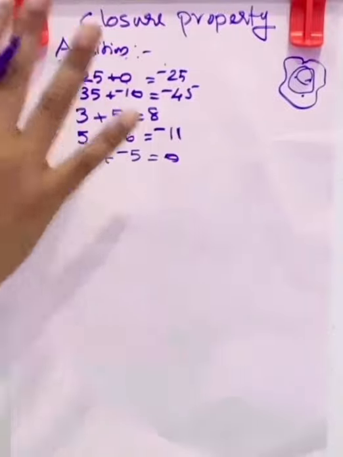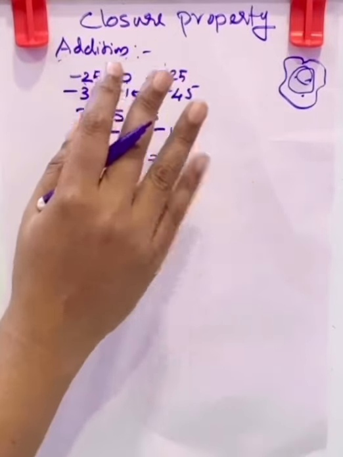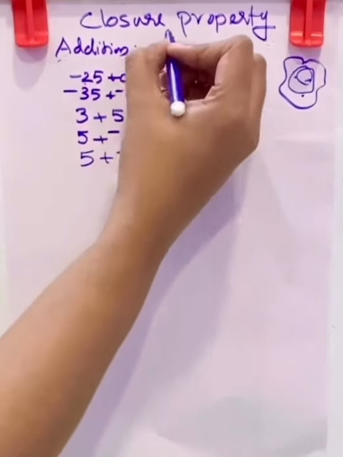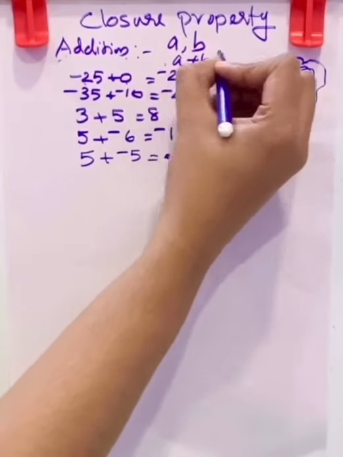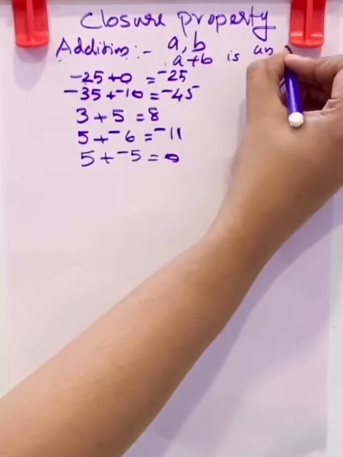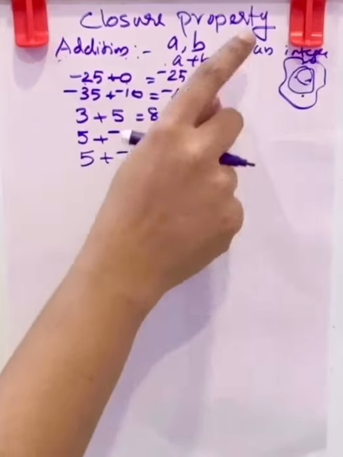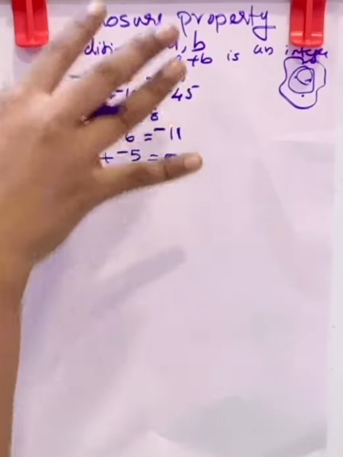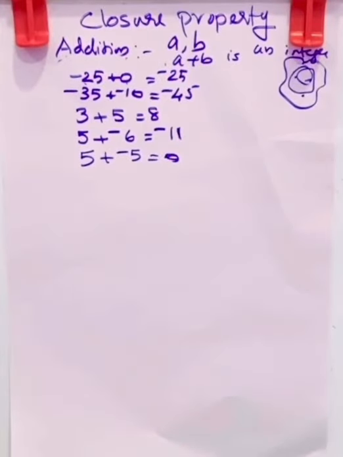So addition is closed. We can say integers are closed under addition. For any two integers a and b, a plus b is also an integer. That is, addition is closed in case of integers. Next is closure property of subtraction of integers.